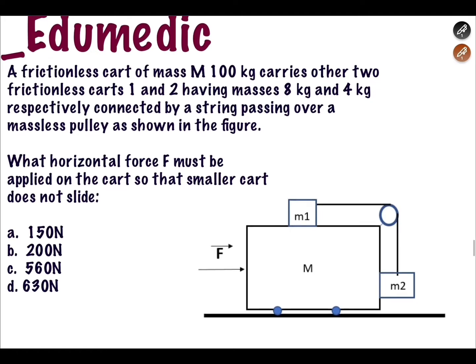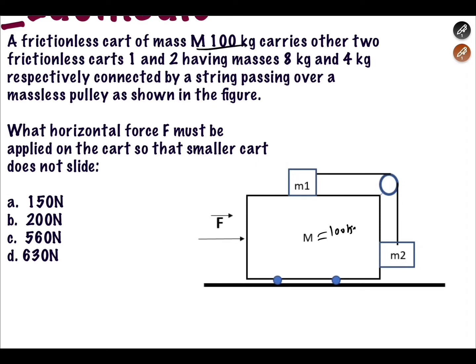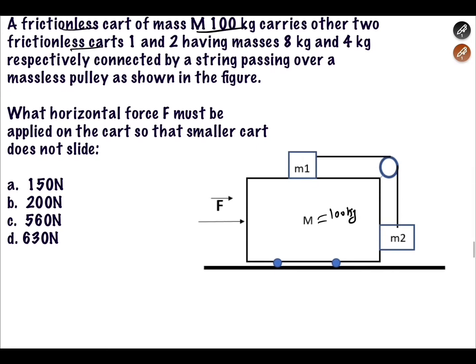First of all, a frictionless cart of mass M equal 100 kilogram carries two other frictionless carts, friction equal to 0 in this question, 1 and 2, having masses 8 kilogram and 4 kilogram respectively, connected by a string passing over a massless pulley. So we have here T, and this is T, because summation of torque equal to 0, that means T1 equal to T2 equal to T, right?